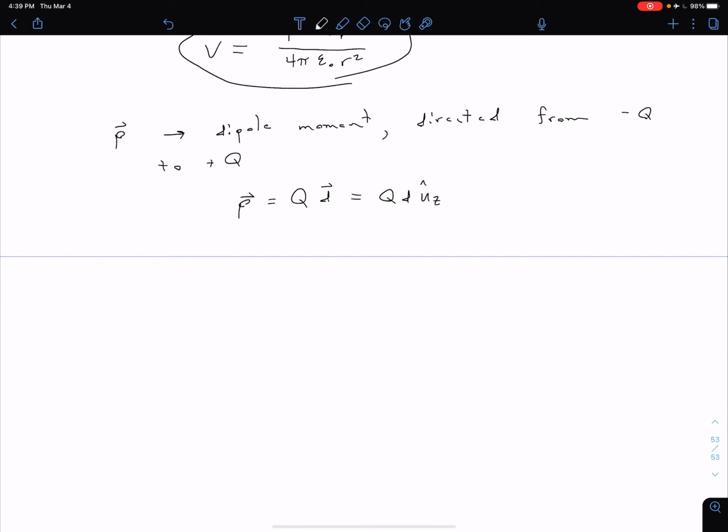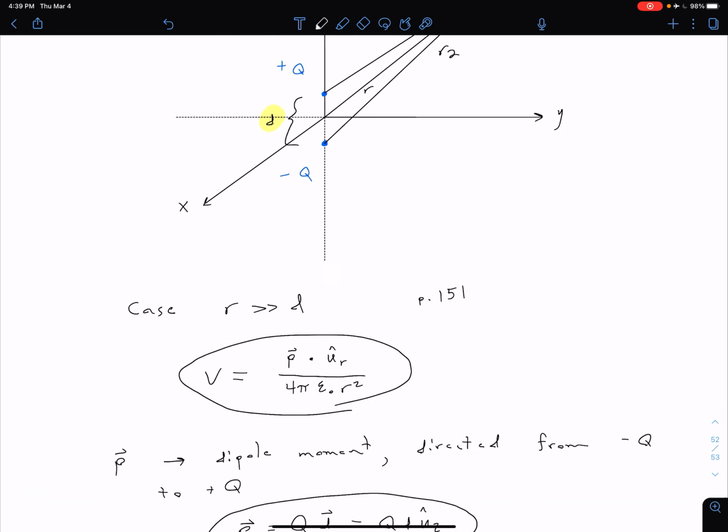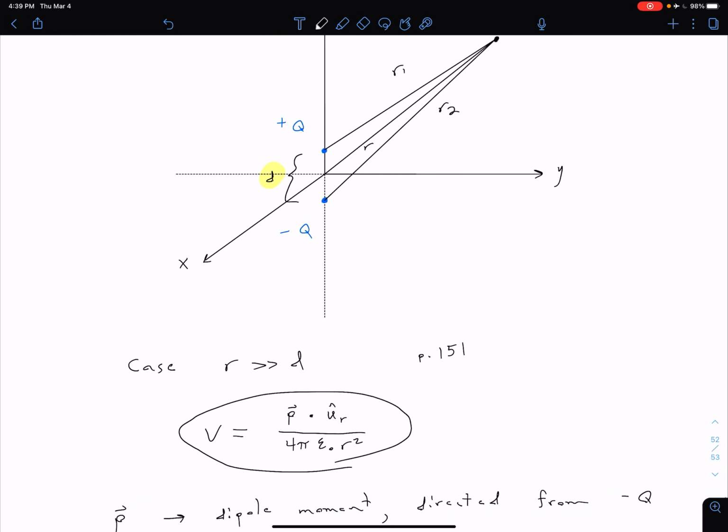Of course, for different electric dipole orientations, we would have a different dipole moment. We could also ask, what if our charges were flipped? If we had our negative charge on top and our positive charge on the bottom, in that case our dipole moment would be in the negative z direction.